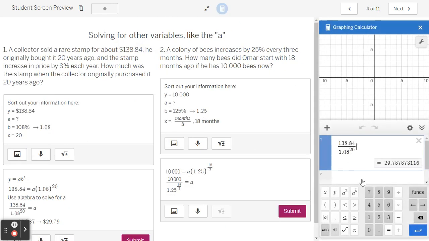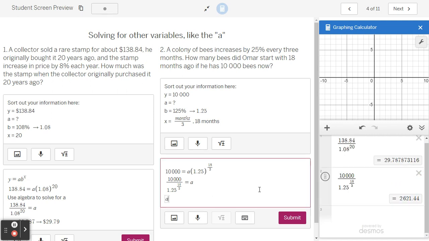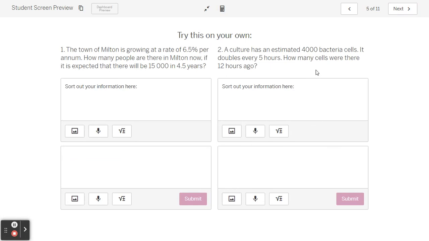Let's insert that into our calculator, and we get an answer of 2,621.44. We have a is equal to 2,621. Now, it's not possible for us to have 0.44 of a bee. So let's just keep it at 2,621, and that's the number of bees that he probably started out with. Right, pause the video, and I'm going to give you some time to work on these questions.